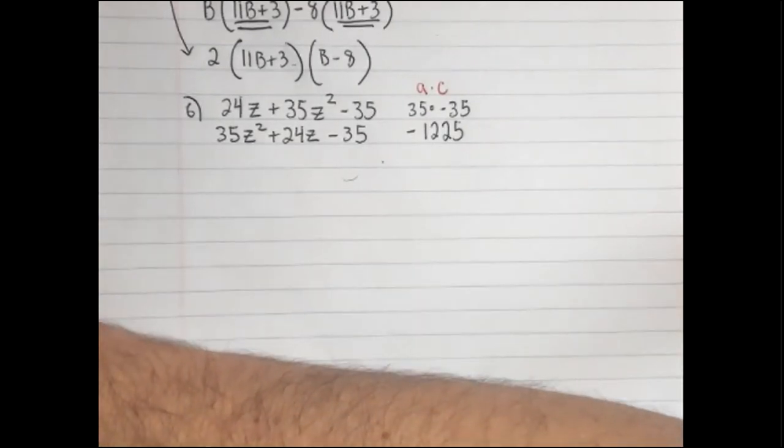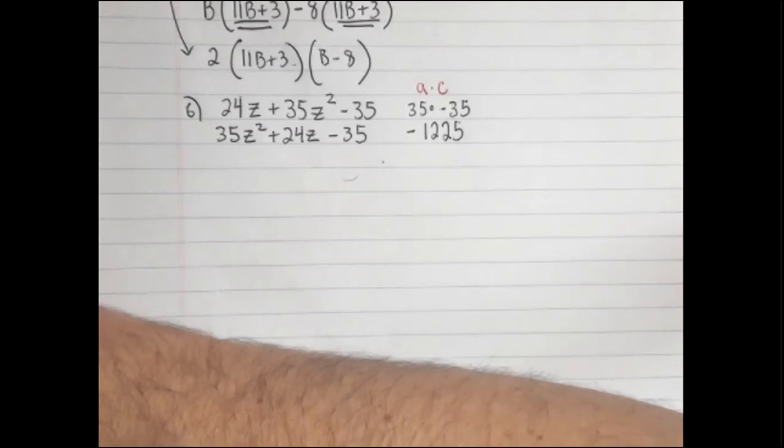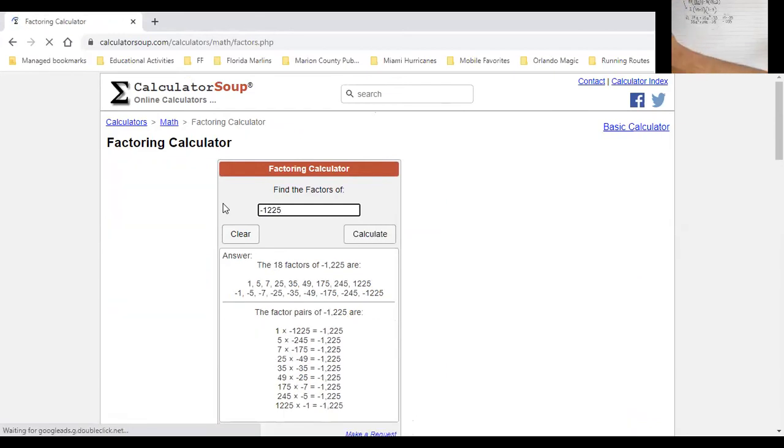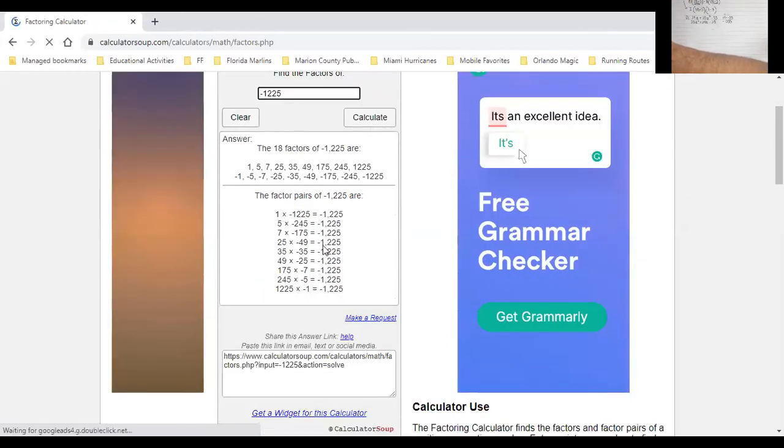So again, I definitely encourage you to come to our factoring website, put in negative 1,225, calculate. And actually there's not as many as I thought there would be. But again, if you're going to do that yourself, it's going to require you a little while to come up with all those combinations. And again, I'm looking for the one that will add together to give me a positive 24.